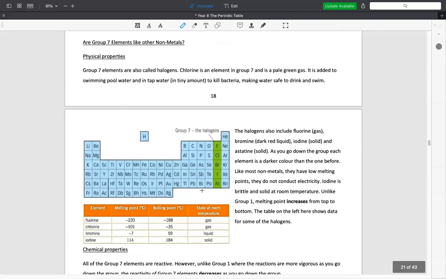So first thing to remember is that group 7 elements are also known as halogens. So another way that we describe group 7 elements is as halogens. And you might have heard of some of the uses of these halogens before. So for example, chlorine is often used in cleaning products and to clean swimming pools, and in tap water as well, to kill bacteria. And it also makes water safe to drink and to be able to swim in. That's just some of the uses.